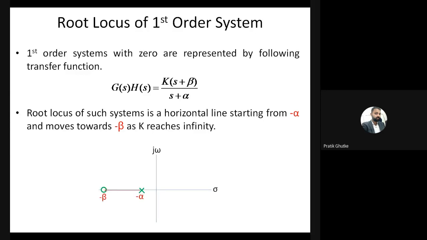This is the root locus of your system, by plotting the pole zero mapping. Minus alpha is your pole and minus beta is your zero. So the root locus will start from the pole and go towards the zero.